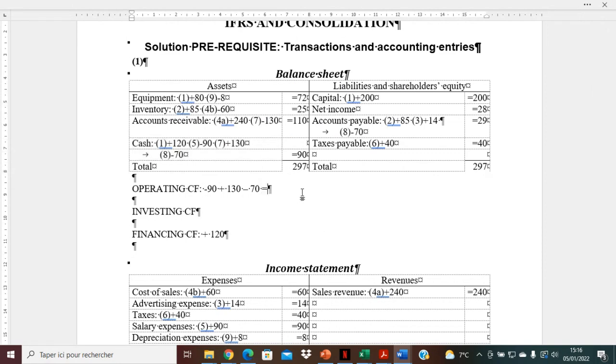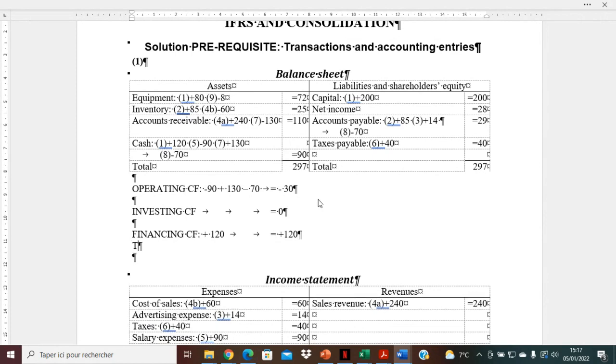Okay, so now I can calculate my operating cash flow, and we see that operating cash flow is actually negative. It's minus 30, because operating cash outflows are higher than inflows. Investing cash flow is 0 because we are not doing anything. And financing cash flow is plus 120.